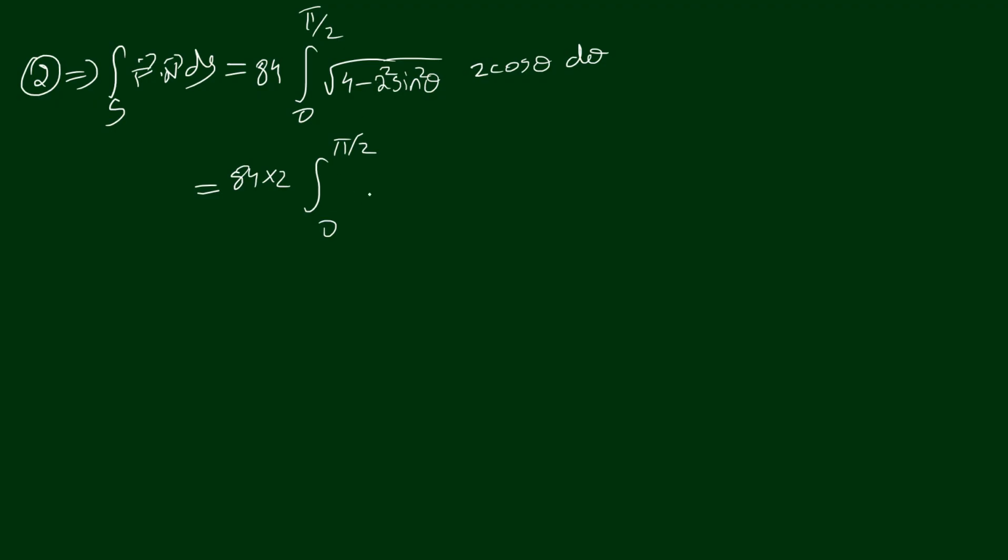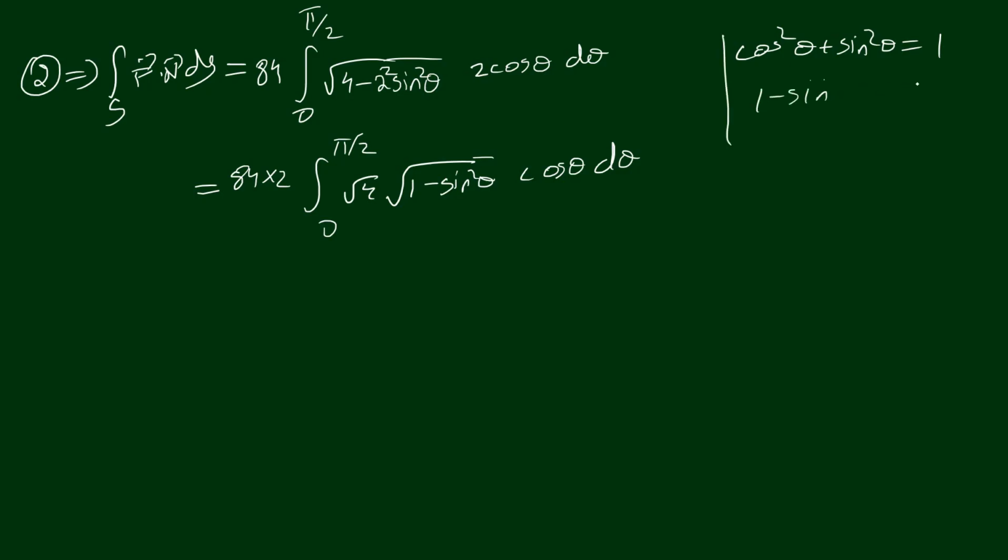Here you can take 4 outside, that is, under root 4 you can take outside. It is common, right? So what is remaining? 1 minus sin square theta. What is 1 minus sin square theta? We know that cos square theta plus sin square theta is equal to 1, so 1 minus sin square theta is cos square theta. So that you can substitute. Under root 4 is 2, so again that 2 you can take outside. So 84 into 4 integral from 0 to pi by 2.